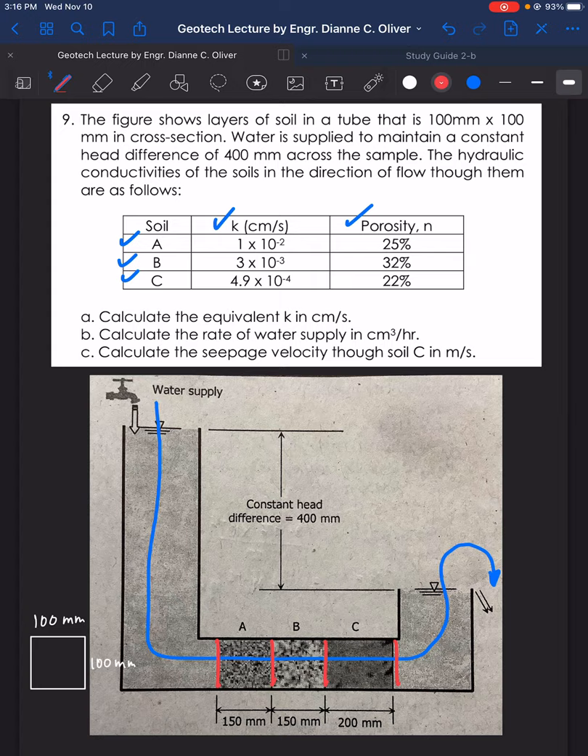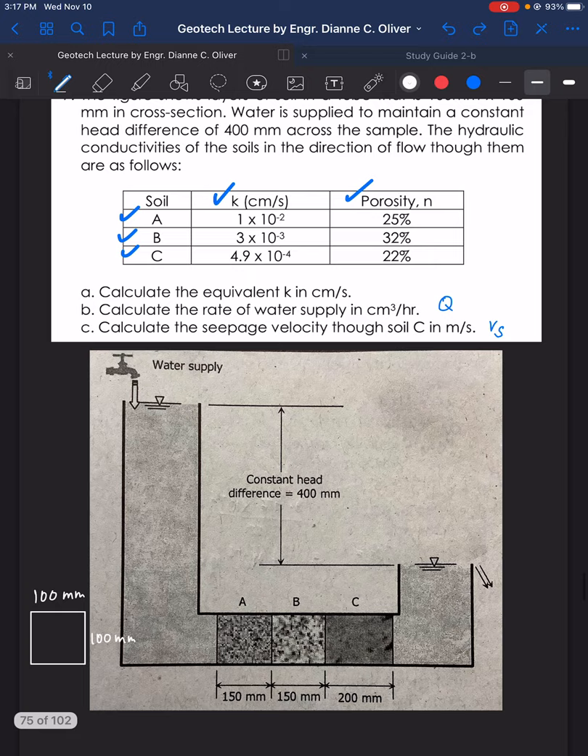Now B, calculate the rate of water supply in cubic centimeter per hour. So it's looking for Q, big letter Q, because we're not using per unit width anymore. Next, letter C, calculate the seepage velocity through soil C in meter per second. So V sub S, seepage velocity. If we're looking for seepage velocity, we need the average velocity. Okay, now let's solve them one by one.